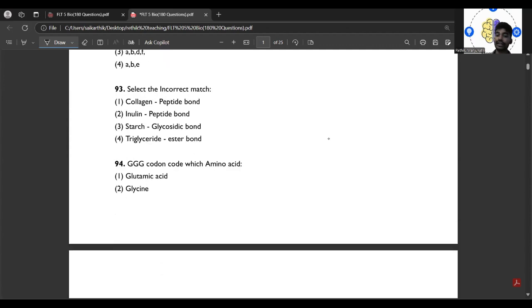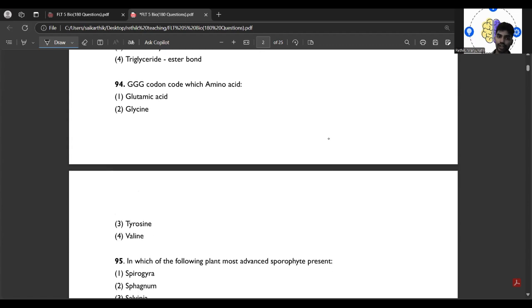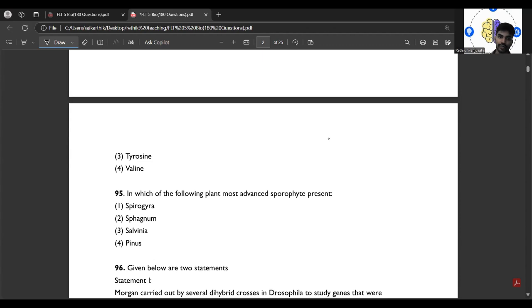Coming to the 93rd question, we need to select the incorrect match here. What would be the incorrect match? I will directly say it is insulin, which is a peptide, because instead of a peptide bond, what kind of bond will you see? Glycosidic bond. Then the 94th question: GGG codes for which amino acid? It actually codes for glycine. So that is the correct option.